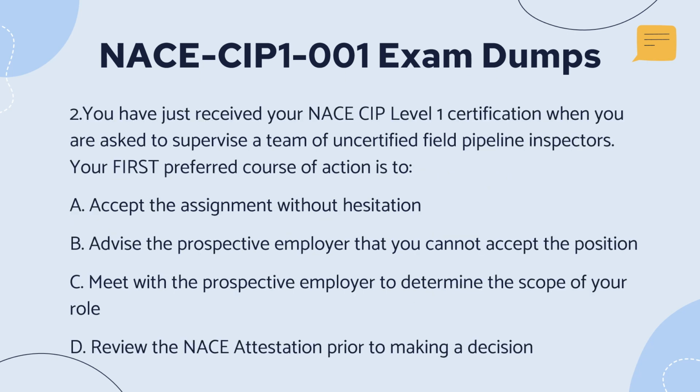2. You have just received your NACE-CIP Level 1 certification when you are asked to supervise a team of uncertified field pipeline inspectors. Your first preferred course of action is to: A. Accept the assignment without hesitation. B. Advise the prospective employer that you cannot accept the position. C. Meet with the prospective employer to determine the scope of your role. D. Review the NACE attestation prior to making a decision.